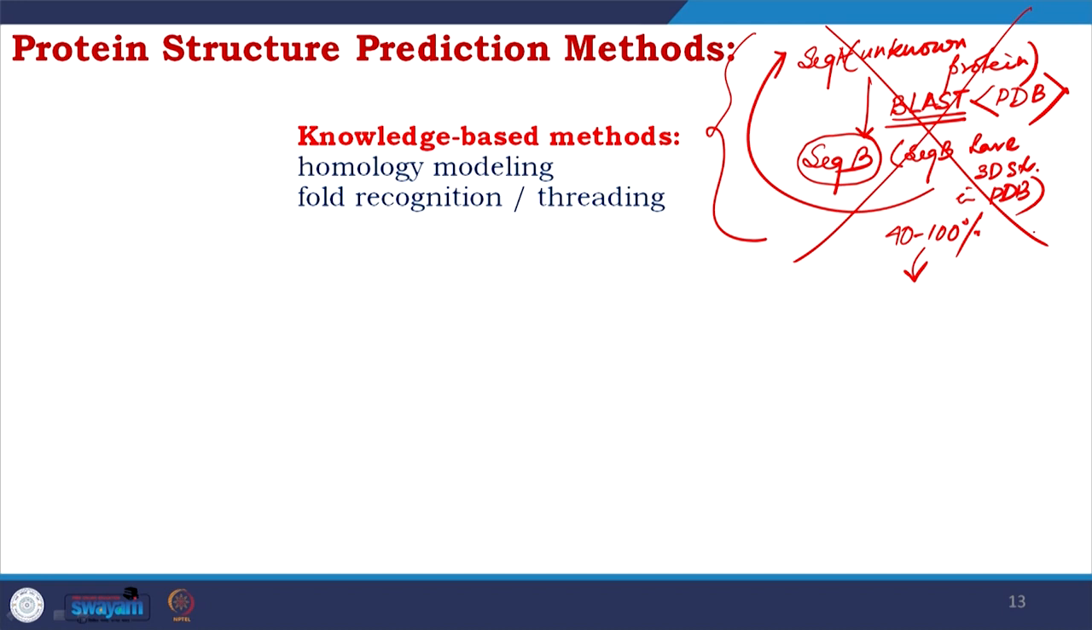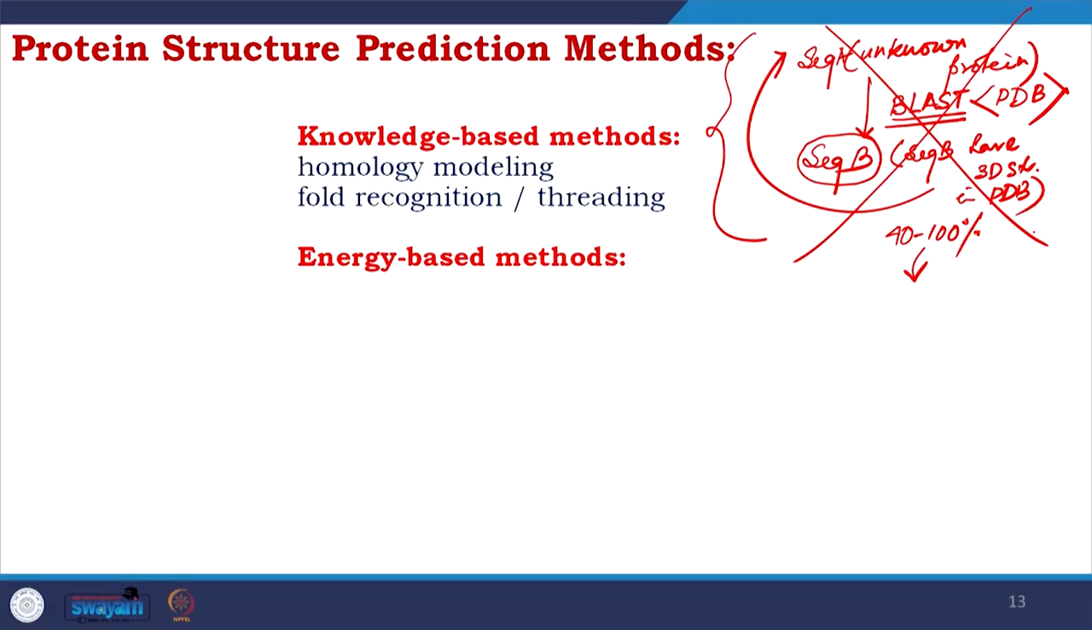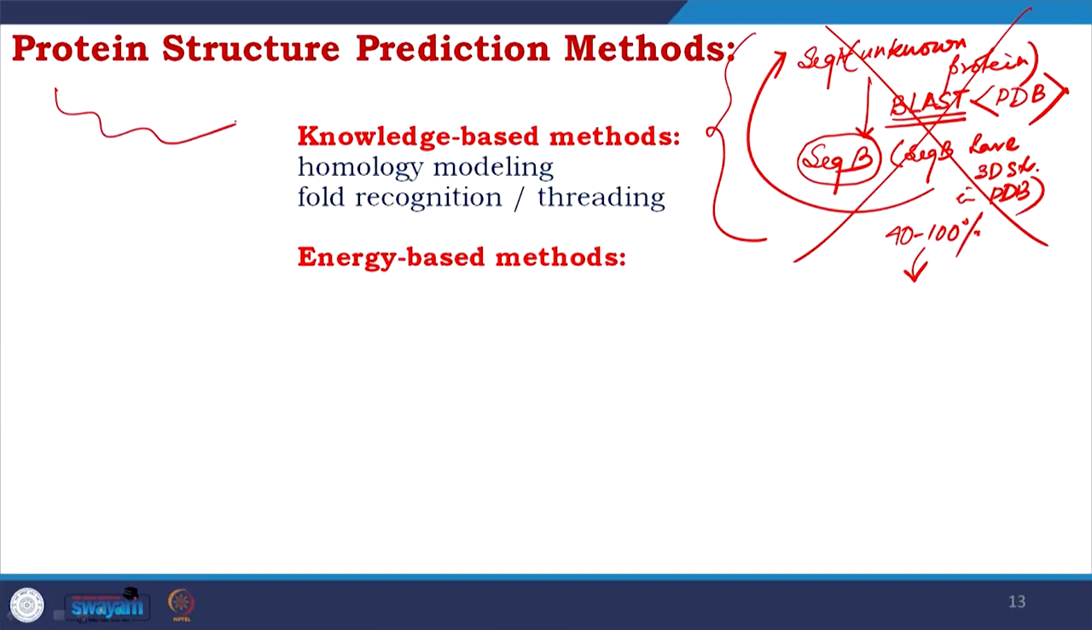Fold recognition is a very interesting method. While we are talking about ab initio prediction, this is not ab initio prediction, but here you need some computational determination. So, I will talk in a little more detail about this. Another method is called the energy based method. The energy based method is very conceptual and you would understand. What we think is, when the protein is open, the thermodynamic energy is highest.